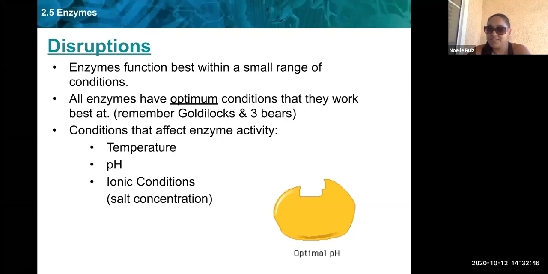Temperature is one of these conditions that need to be ideal. pH, most enzymes don't like it too acidic or too basic. Our stomach acid is an exception. Its ideal is acidic. And then ionic conditions, which usually means salt concentration. There's other ions, but salt is a huge one that we use inside our bodies and in nature.